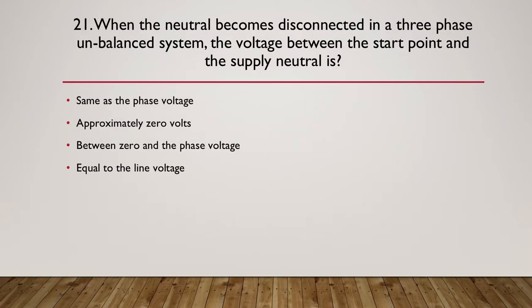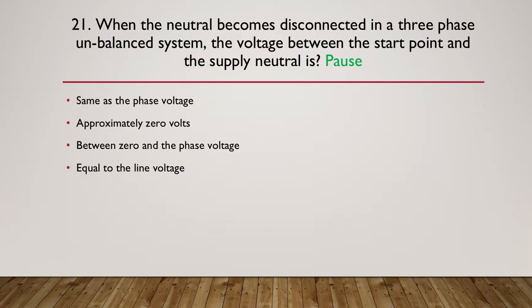Question 21 now. When the neutral becomes disconnected in a 3-phase unbalanced system, the voltage between the star point and the supply neutral is. What happens to that voltage? 4 options: same as the phase voltage, approximately 0 volts, somewhere between 0 and the phase voltage, and goes equal to the line voltage. So pause here.